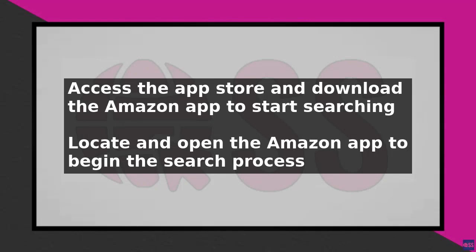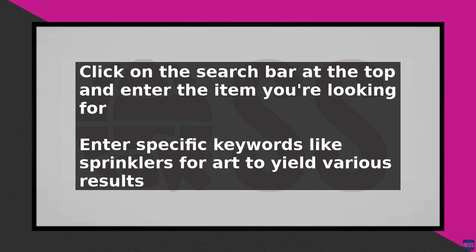To search for items by price on Amazon, start by accessing the App Store and downloading the Amazon app. Once installed, locate and open the Amazon app. At the top, click on the search bar and enter the item you're looking for. For example, searching for sprinklers for art will yield various results with different prices.